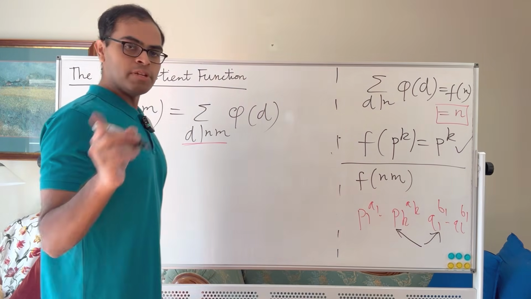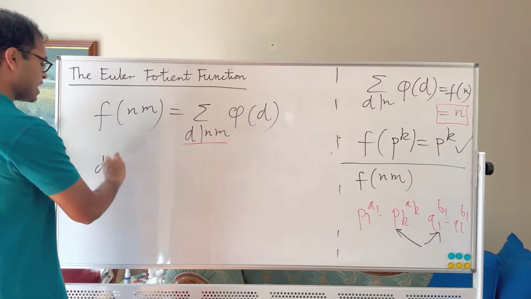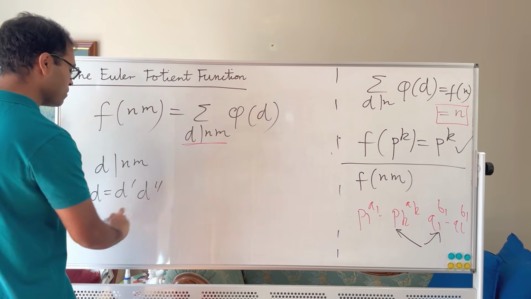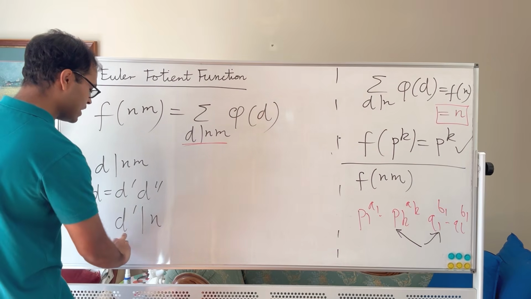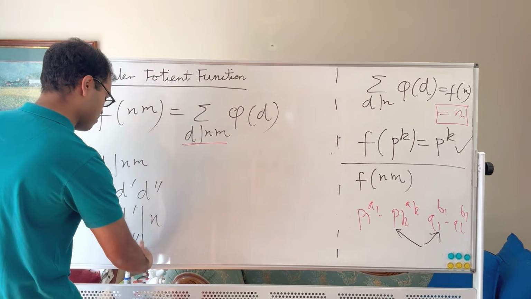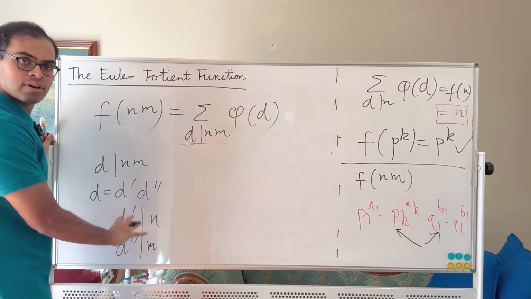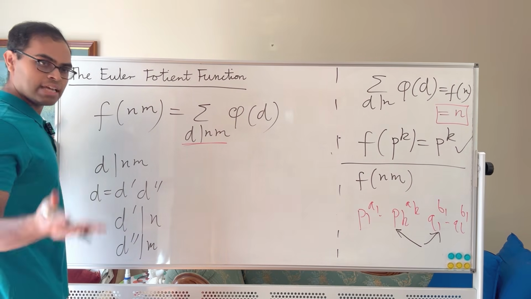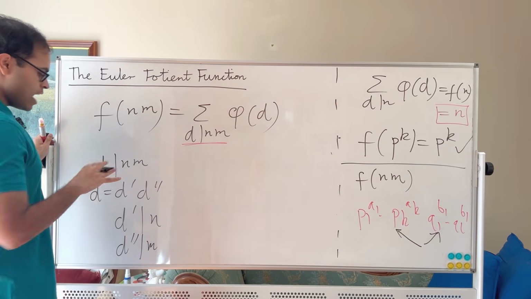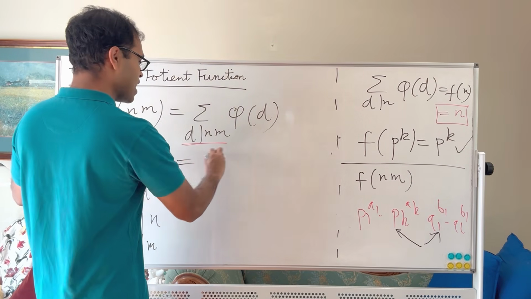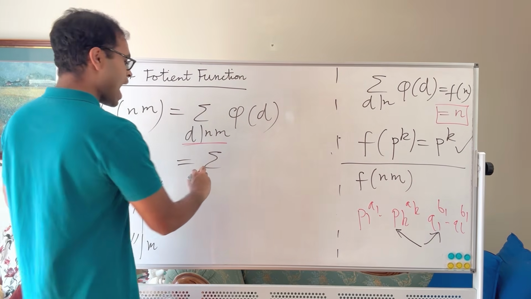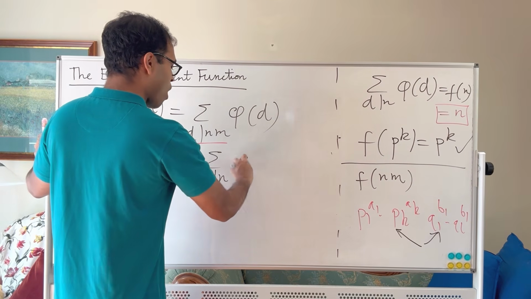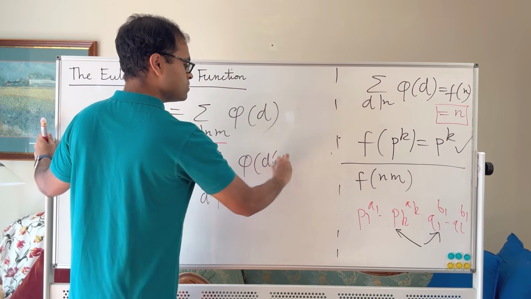To be super precise about that, if d divides nm, you can write d as d prime times d double prime uniquely, where d prime divides n and d double prime divides m. You just take the prime powers dividing n that are in d, and then the prime powers dividing m that are in d, and you multiply that out. So this sum is going to equal the sum over d prime dividing n and d double prime dividing m of phi of d prime times d double prime.